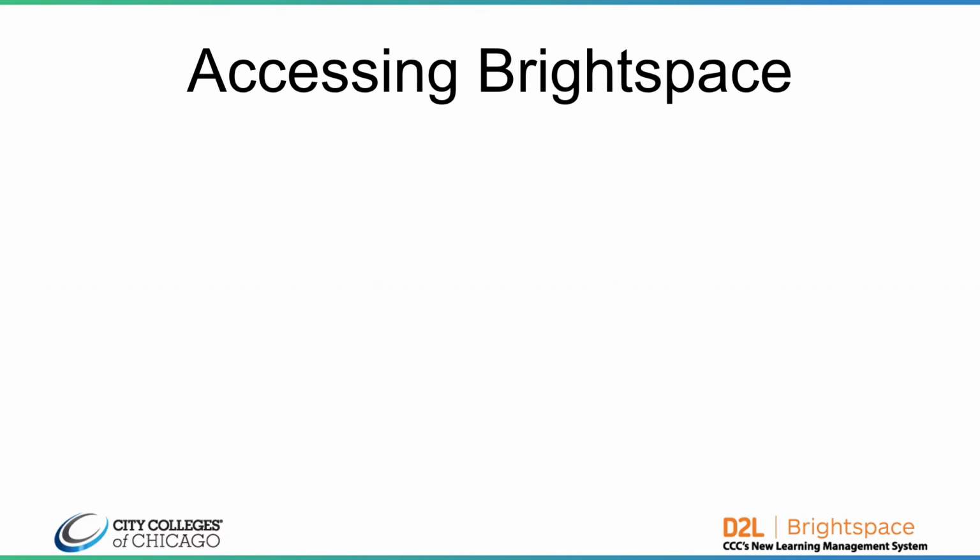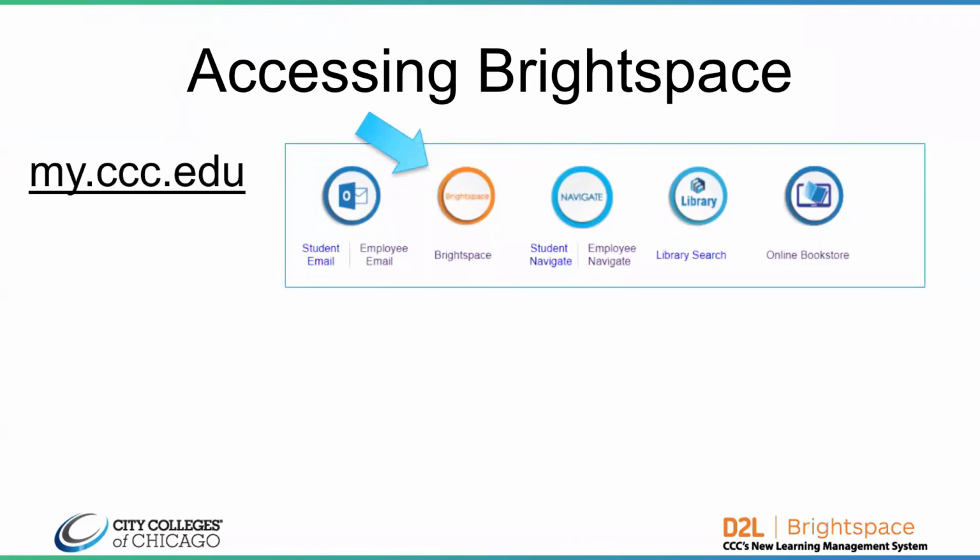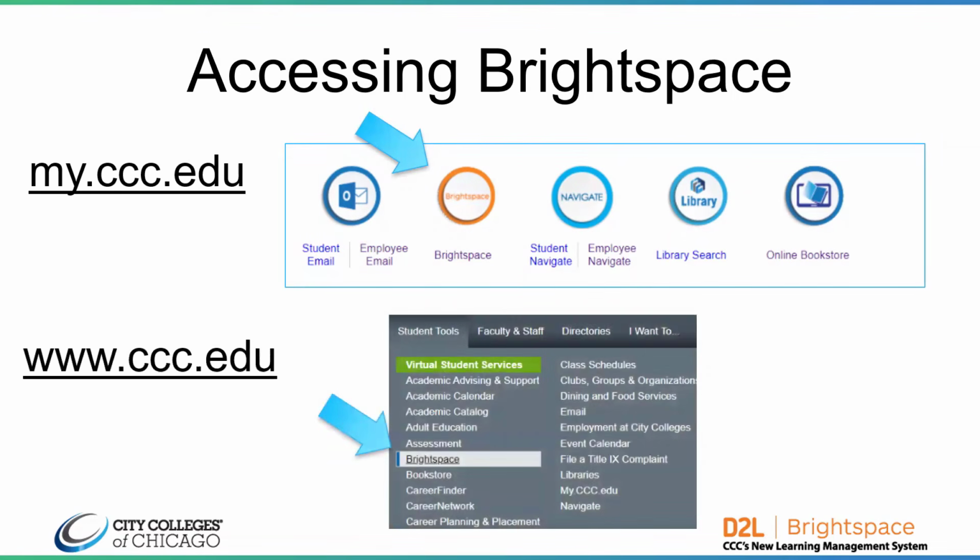How to get to Brightspace. There are several ways that you can access Brightspace. One is from my.ccc.edu, which is your student portal. You can access Brightspace from one of the icons in the quick links. Alternatively, you can access Brightspace from our CCC website at www.ccc.edu. Under Student Tools, there is a Brightspace link.